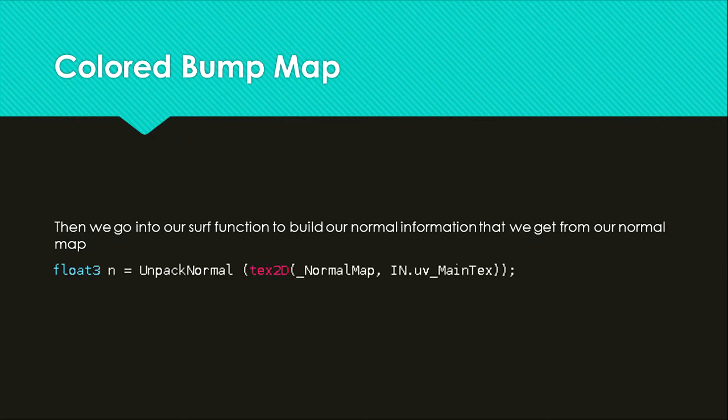The _NormalMap has a set of UV coordinates, which we get by IN.uv_MainTex. We can take our calculated normal vector and write it to our surface output, o.Normal equals n, and then we can add our bump map into our _NormalMap area.